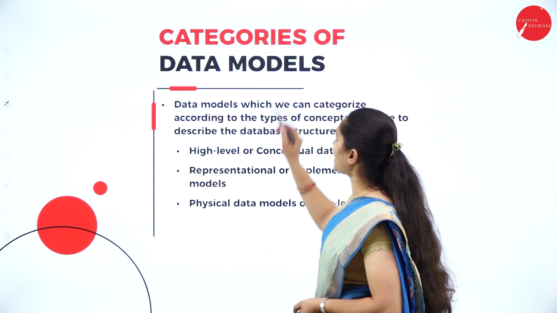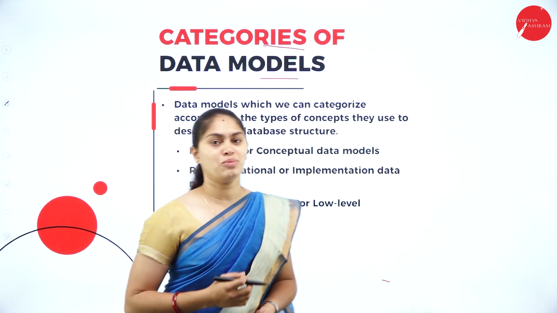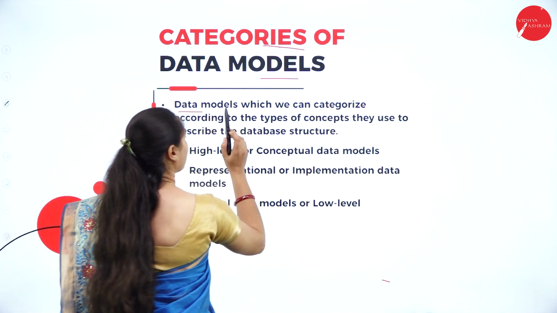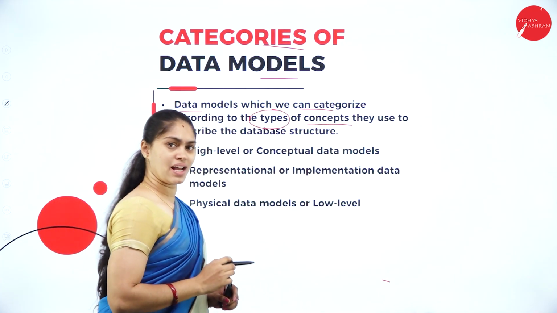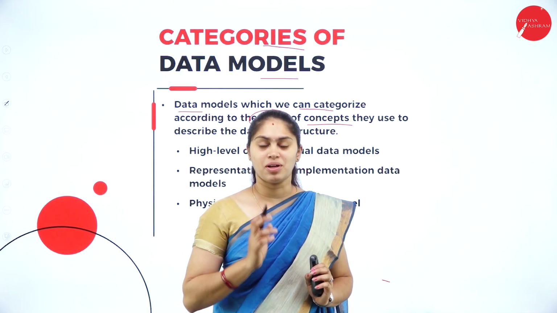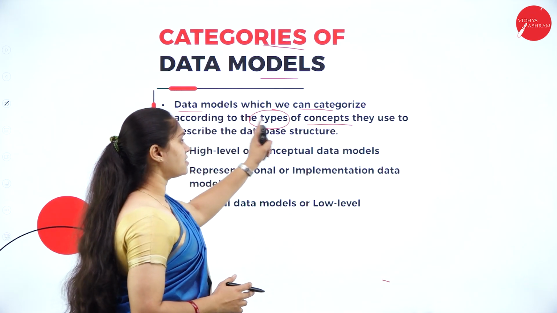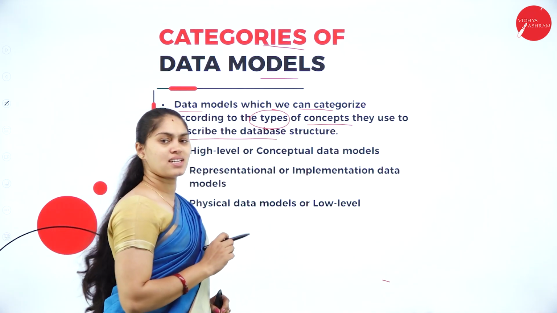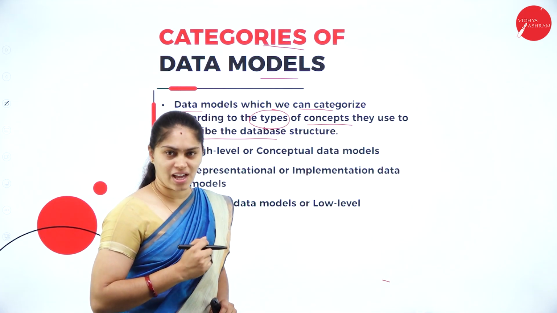So now you can see the categories of data models here. How do we categorize the data models then? Already you know what a data model is. Here we are going to categorize the data model according to the types of concept. As I told earlier, this data model itself is a collection of concepts. On what basis, or what kind of concept, is used to describe the database structure?